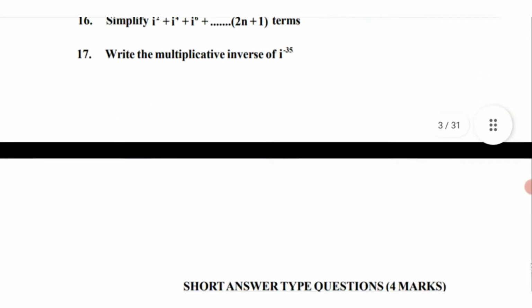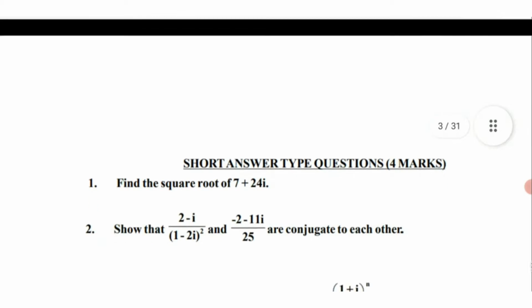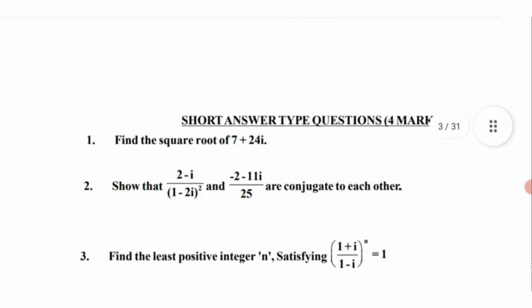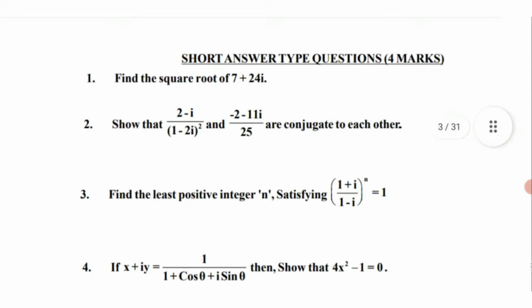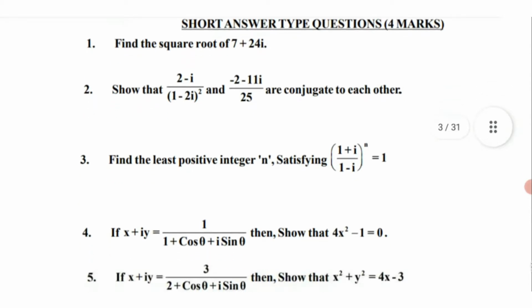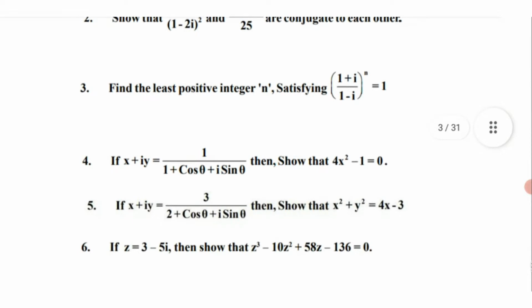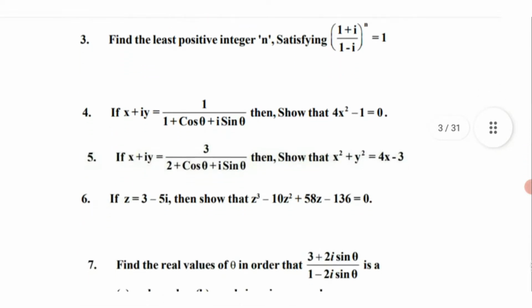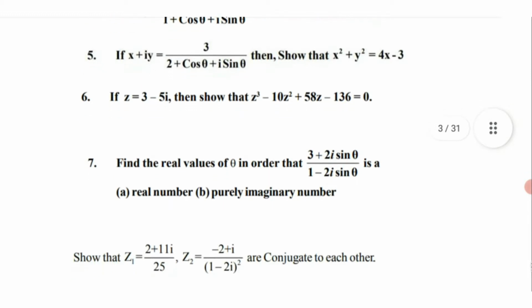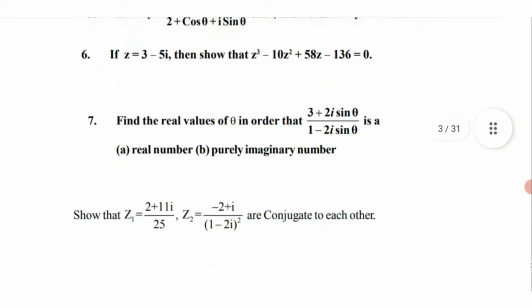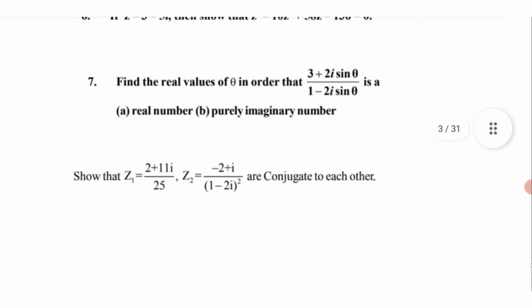Let us see the SAQ questions for complex number. 4 marks question, very important question. Find the square root of 7 plus 24i. Show that they are conjugate of each other. Least positive integer. Show that 4x square minus 1, and then show that x square plus y square is equal to 4x minus 3. 6th, 7th, and the last is a very important question.